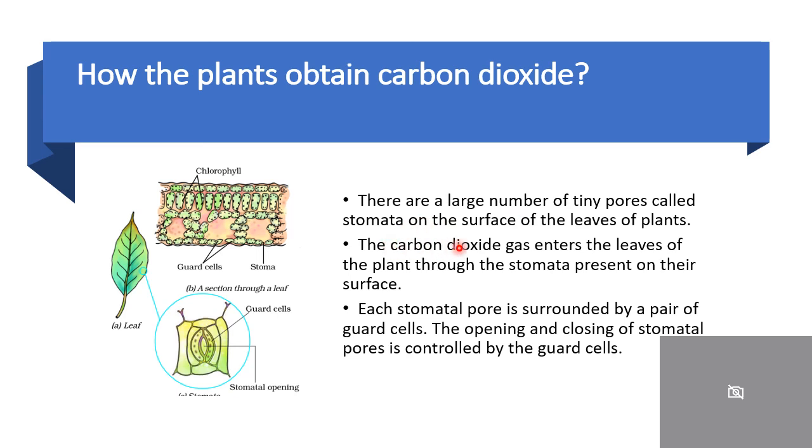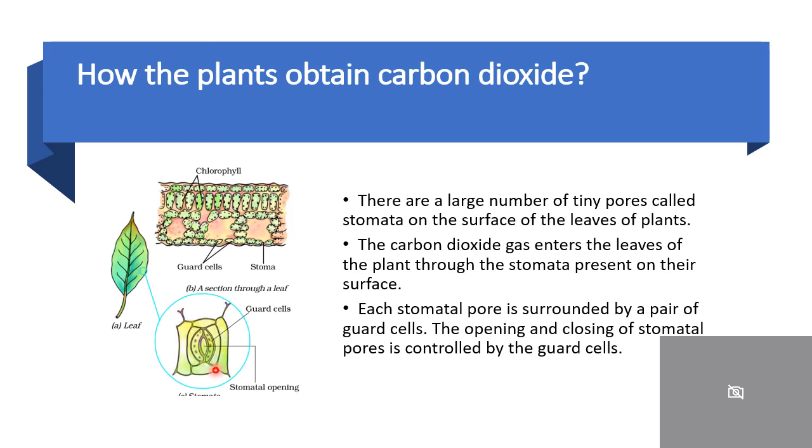So carbon dioxide, which is present in the atmosphere, enters the leaves of the plant through these stomata, which are present on the under surface of the leaf. So each stomatal pore is surrounded by what? By a pair of guard cells. Yes, and these guard cells control the opening and the closing of these pores when required.